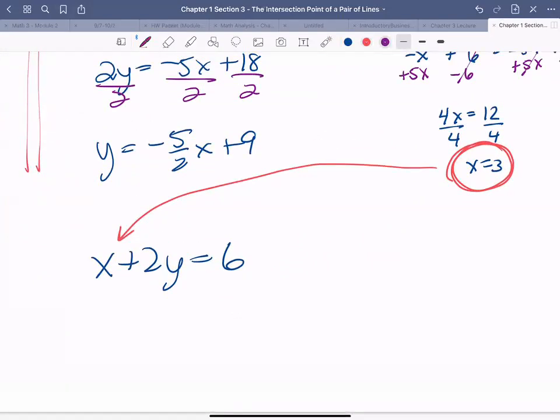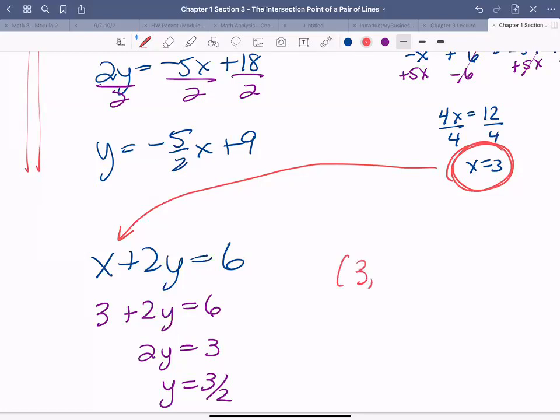So this becomes now 3 plus 2y equal to 6. And now you solve for your other variable. 2y equal to 3. Divide, you get y equals 3/2. So again, it says you need to write it as a point. We all write points. That's x comma y. So my x value is 3. My y value is 3/2. You can leave 3/2 as 3/2, or you can write it as 1.5.